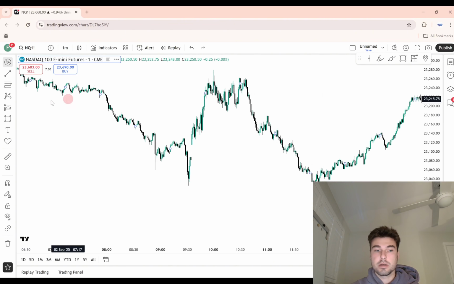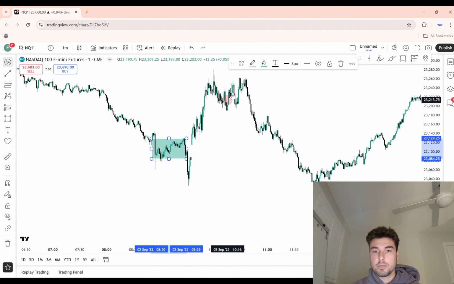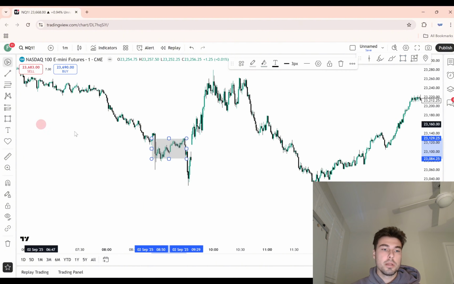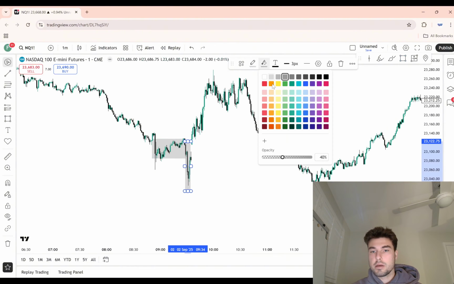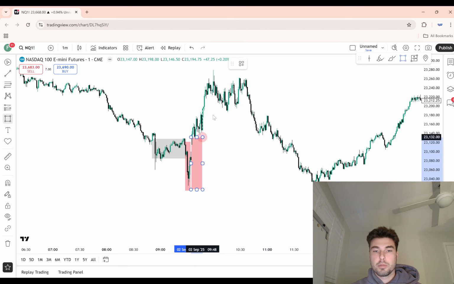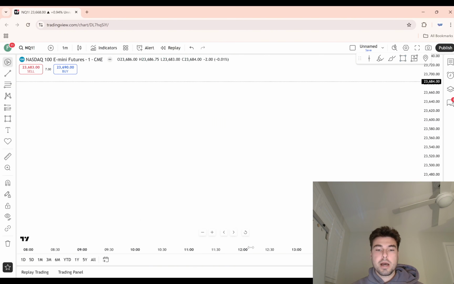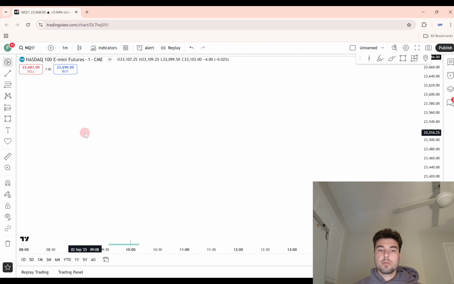The same thing happens here, guys. We accumulate here, mark that out in gray. We manipulate down, mark that out in red, and we distribute up, we mark that out in green. ICT's Power of 3 concept is a really important one to understand when you're phrasing your narrative or bias. But the next thing you might be asking, well, how do you use it?